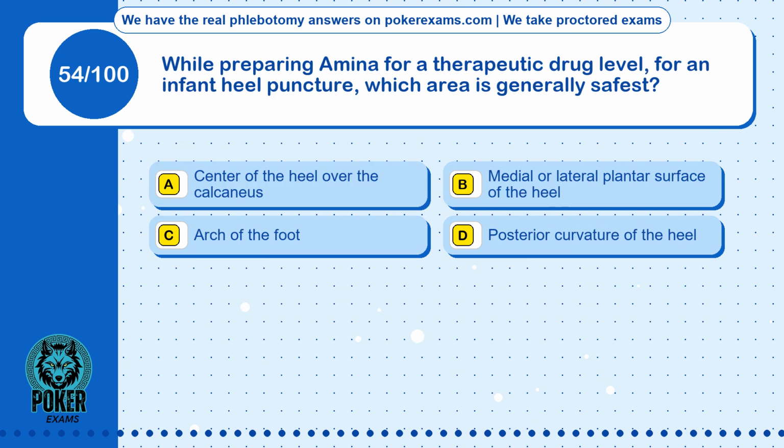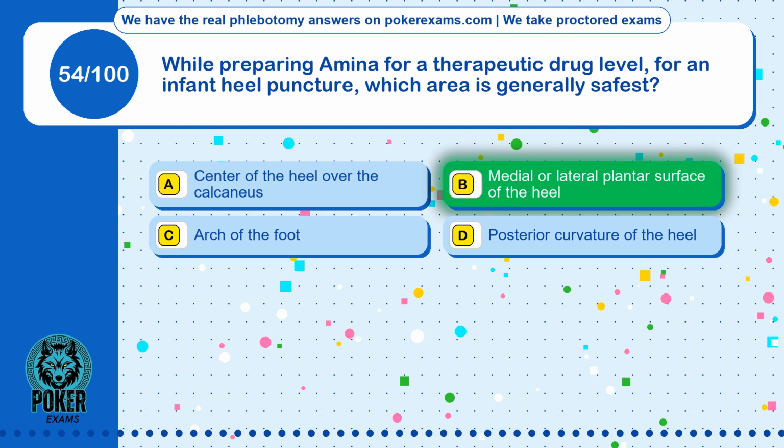Question 54. While preparing Amina for a therapeutic drug level, for an infant heel puncture, which area is generally safest? Option A, center of the heel over the calcaneus. Option B, medial or lateral plantar surface of the heel. Option C, arch of the foot. Option D, posterior curvature of the heel.